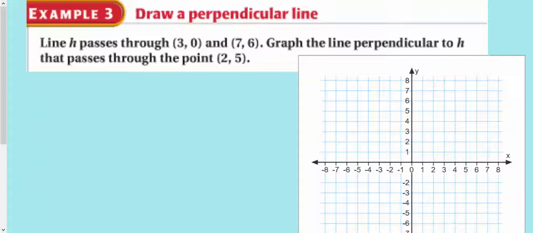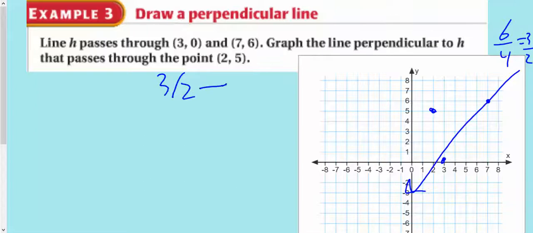And then here's a perpendicular problem for you guys. Line H passes through 3, 0 and 7, 6. And it says graph the line perpendicular to H that passes through 2, 5. Okay, so here's 2, 5. So what I need to do is figure out what the slope is for this line here. So I'm going to go up 1, 2, 3, 4, 5, 6 over 1, 2, 3, 4. So this one's 6 over 4, which is 3 over 2. So that means my new slope, if it's 3 over 2, has to be negative 2 over 3. So I'm going to go down 2 over 3.